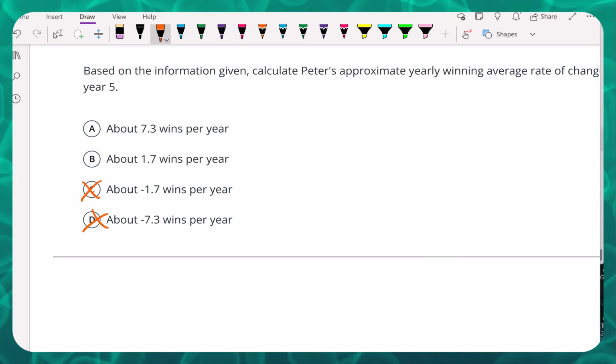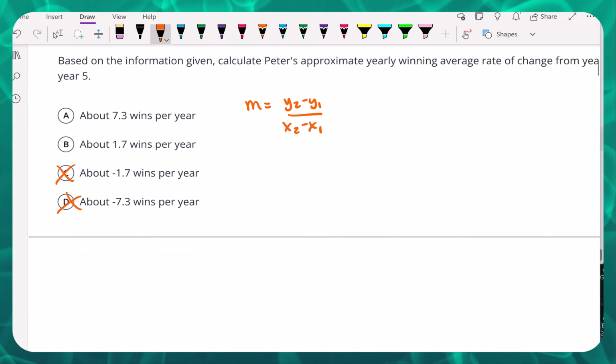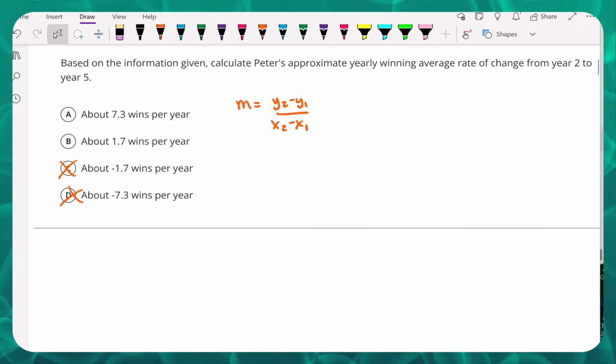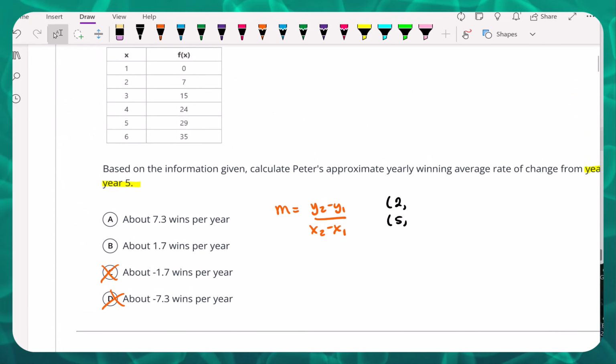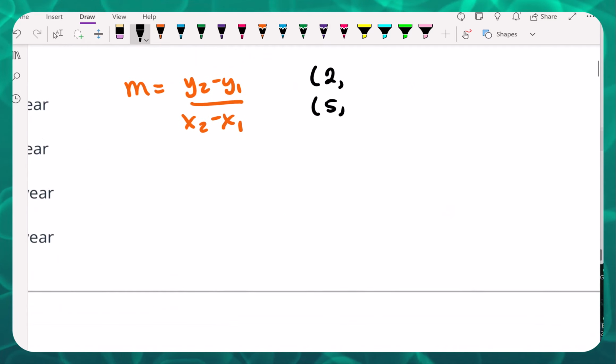Now, average rate of change is slope. Slope is equal to y sub 2 minus y sub 1 divided by x sub 2 minus x sub 1. When you are given an average rate of change problem, it has to give you some sort of interval. The interval, those are the x values. So you're going to find when x is 2 and when x is 5. If you're given a table, just look where 2 is and look where 5 is. So the y values are 7 and 29.